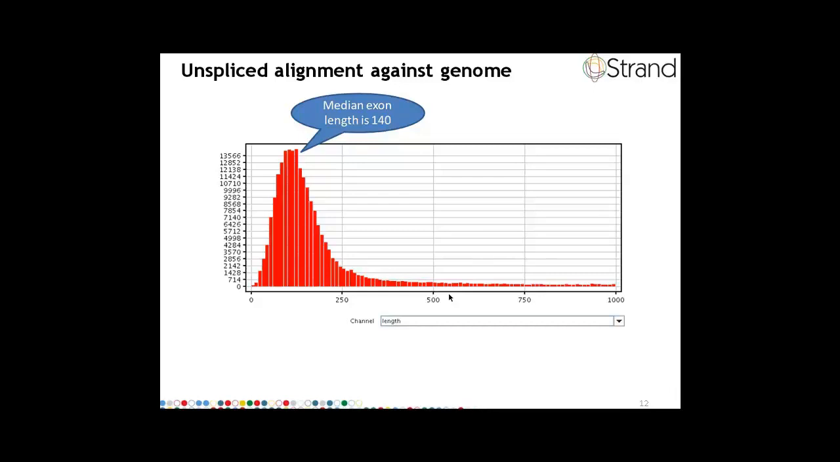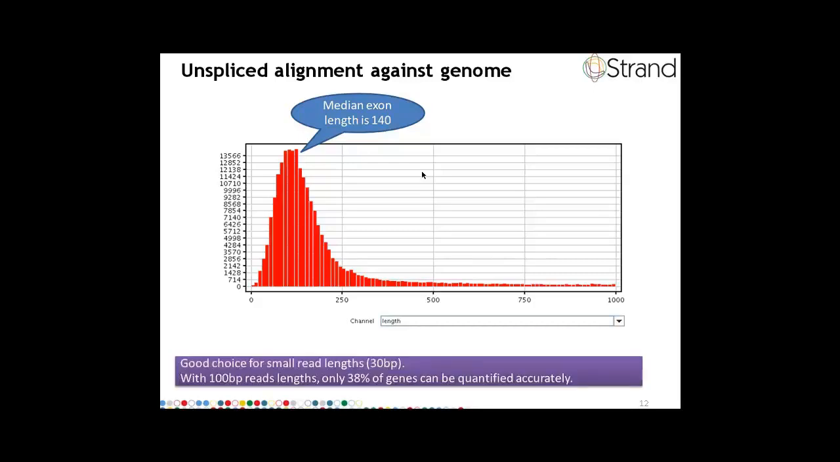However, read lengths have been getting longer, and read lengths of 140 to 150 are quite standard these days. Now, given the exon length distribution for the human genome as shown in this picture, the median exon length is 140 bases. So the moment you have reads of length 100, most of these reads are going to span across exon boundaries. So when you try to align against the genome, most of these reads will not form a single match against the genome. For instance, with 100 base pair reads, we can show that only 38% of the genes in the human genome will be quantified accurately if you simply do unspliced genomic matches.